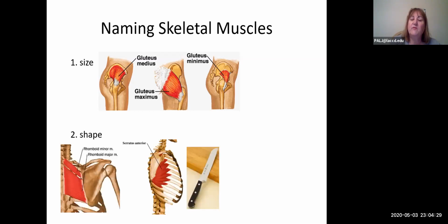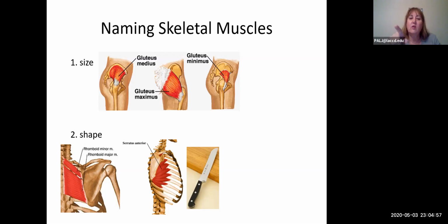Another example would be for shape. So if you look on the left, they look kind of like a parallelogram. You remember that from geometry? If you take a rectangle, put it on its angle, it's called a parallelogram. And then rectangles, parallelograms, squares, those are all examples of that 4-sided group known as rhomboids. So these would be rhomboids. Here we have a big one and a little one. So we're also going to deal with size. We're going to call it a rhomboid major and a rhomboid minor.